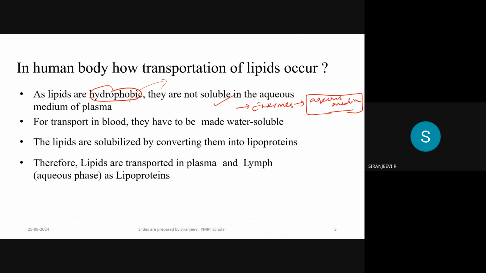To transport these lipid molecules, they should be converted into a water soluble form. That is done by solubilizing the lipid molecules by converting them into lipoproteins. After converting into lipoproteins, they have both hydrophobic as well as hydrophilic groups, so they can be freely transported in plasma as well as in the lymph tissues.